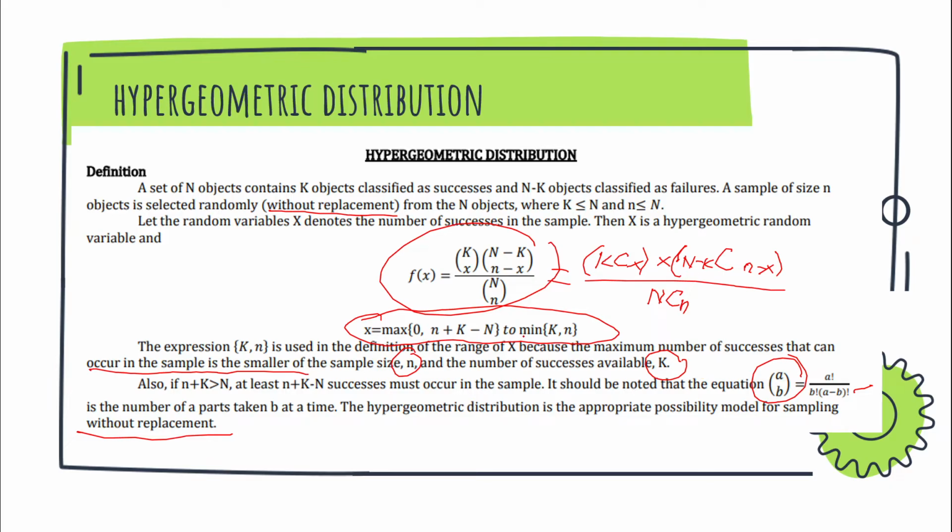So the hypergeometric distribution is appropriate for sampling without replacement. So again, K taken x and N minus K taken n minus x, over N taken n. So therefore this one is K combination x, multiplied by N minus K combination n minus x, over N combination n. So take note, hypergeometric is appropriate for without replacement.